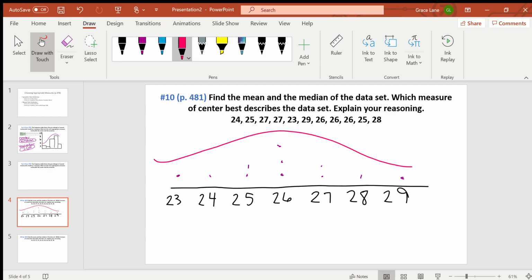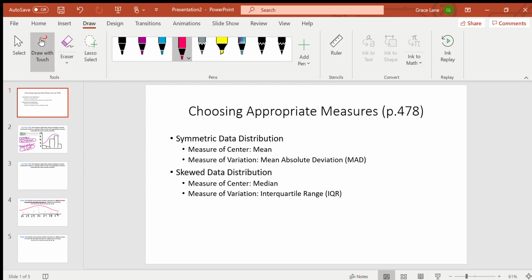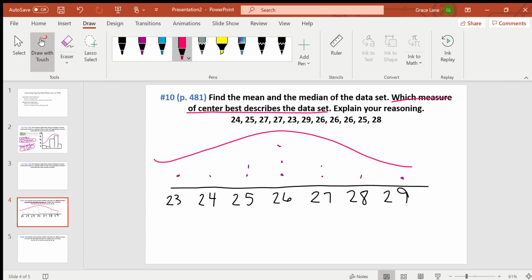Because it's symmetric, if you look back at the vocabulary, which measure of center best describes the data set? We would be talking about the mean, because when the data display is symmetric, we talk about the mean. To answer this question, we would say the mean, because the distribution is symmetric.